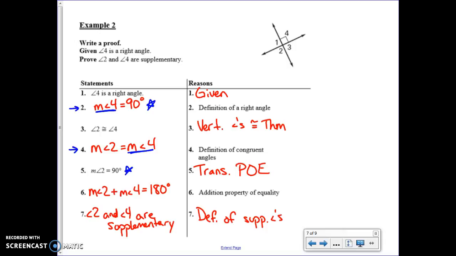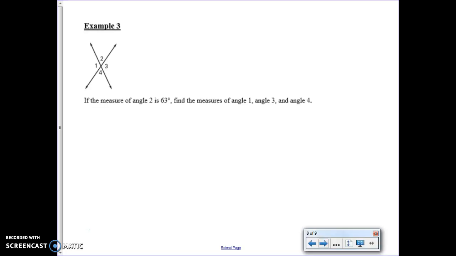All right. So let's look at a couple more examples. So example 3 says if the measure of angle 2 is 63 degrees, find the measures of angle 1, angle 3, and angle 4. We're not doing a proof here. We're just going to write out the measure of angle 1, the measure of angle 3, and the measure of angle 4. So if I know that 2 is 63 degrees, well, I should instantly be able to tell angle 4 then. Angle 2 and angle 4 are vertical angles. So if angle 2 is 63, angle 4 should also be 63 degrees.